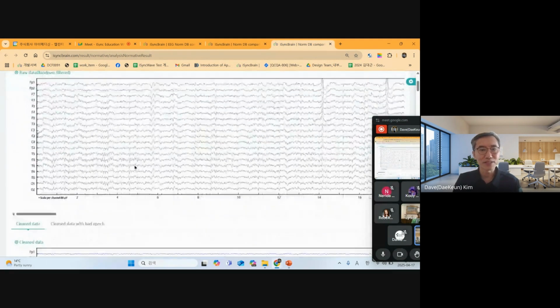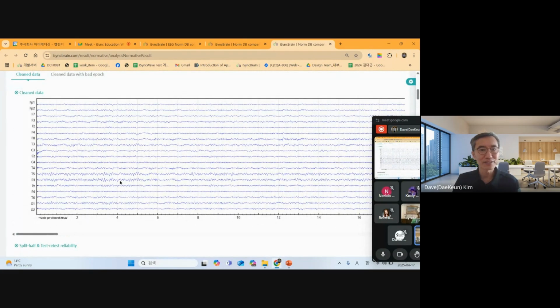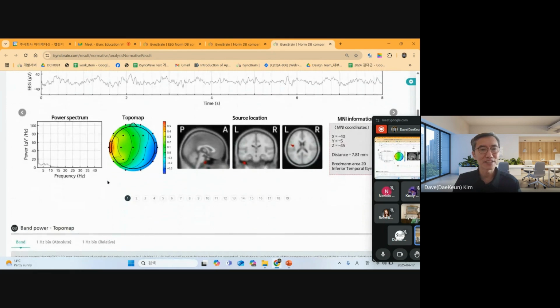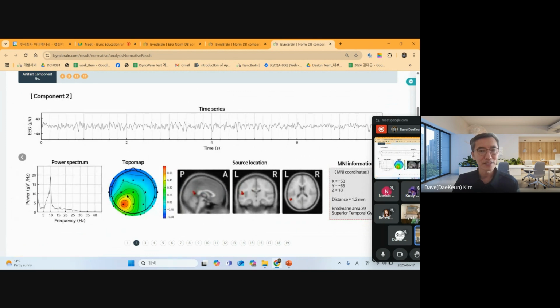This is the follow-up data. You can see in the follow-up data that the slow wave is decreased a lot. And we can see the same pattern in the components. The first component shows temporal slow wave activity in theta and alpha. And this is the P3 alpha activity. This is not a good alpha location.